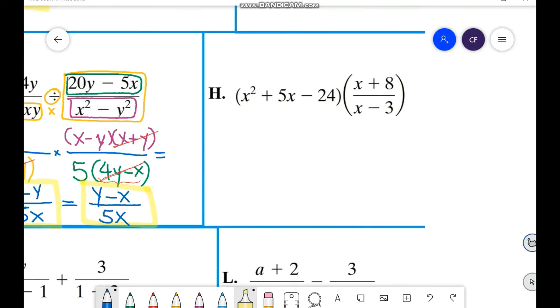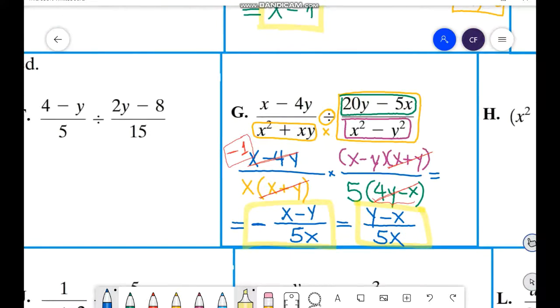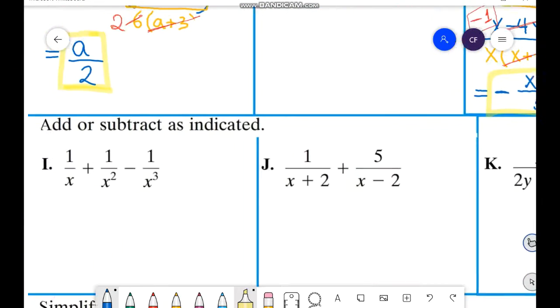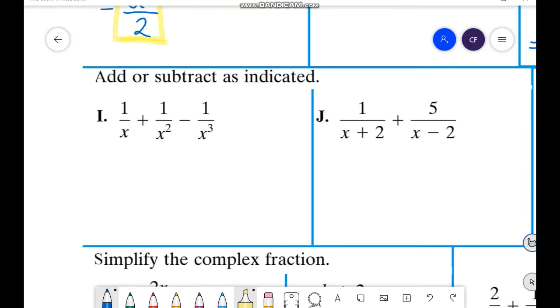Let's skip letter H, and I'll give you the answer later. If we have time, we can work it out. Let's try the next kind of questions that we have. Add or subtract as indicated. Okay?